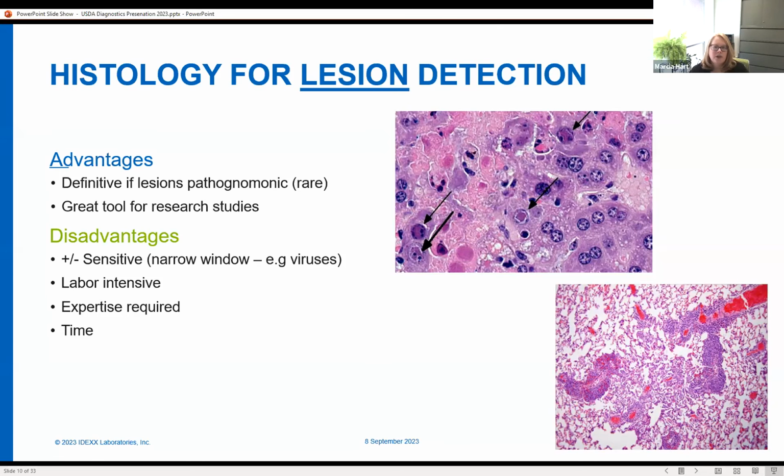The disadvantage is that histology for lesion detection can be less sensitive. I typically think about this in terms of viruses, especially when I'm talking about animals that are immunocompetent, because a lot of times those animals will clear the viral infection, and then you really don't see a lesion, or you see very minimal inflammation or changes. So those animals, you might falsely call them one way or the other. Other disadvantages to think about are, again, that it's labor intensive, the expertise that's required to look at all of these tissues, and then the time to go through the processes of collecting and appropriately processing those samples for pathology review.